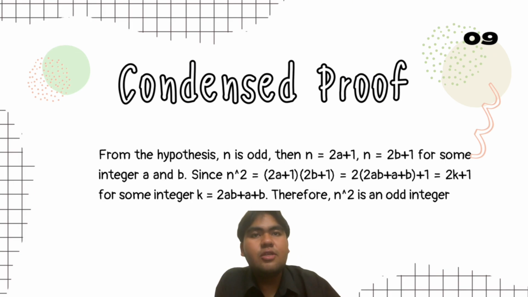So from the question, we need to write the condensed proof. From the hypothesis, n is odd, then n equals 2a plus 1, n equals 2b plus 1 for some integers a and b.